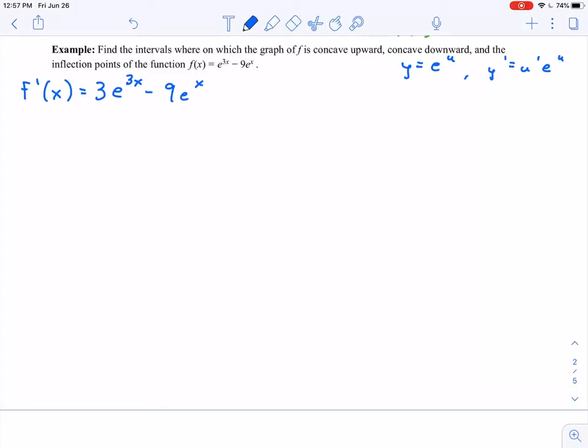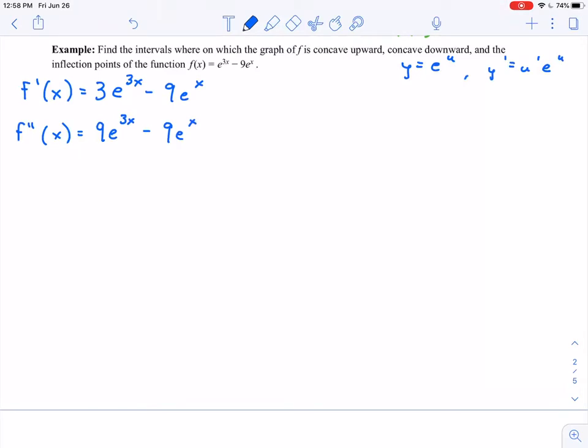But I wanted the second derivative, so I need to take the derivative again, so f double prime of x. Again, this is going to be a chain rule. So let's see, I'll have 3 times 3, so I should have 9e to the 3x power minus 9e to the x. All right, here is my second derivative.